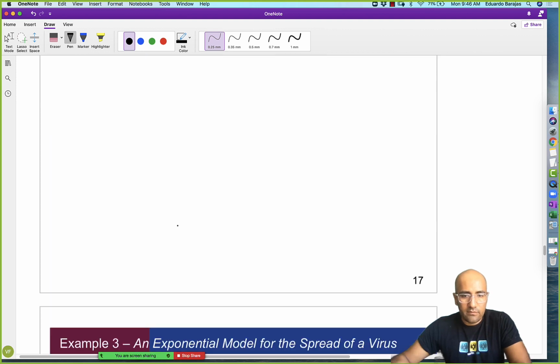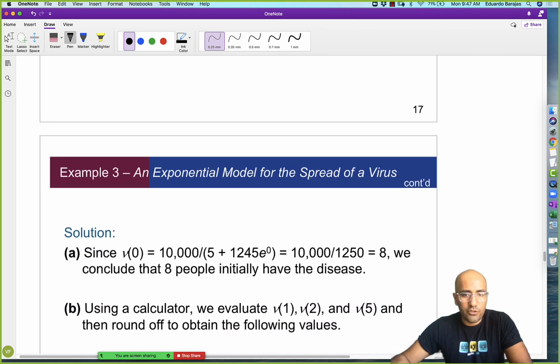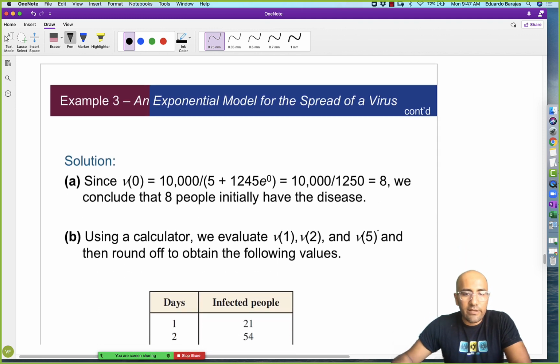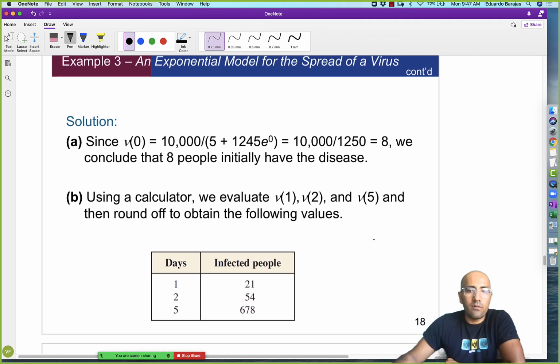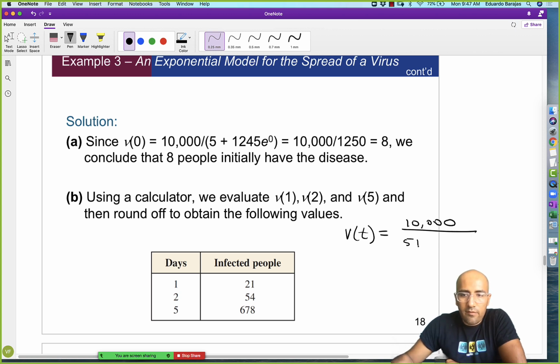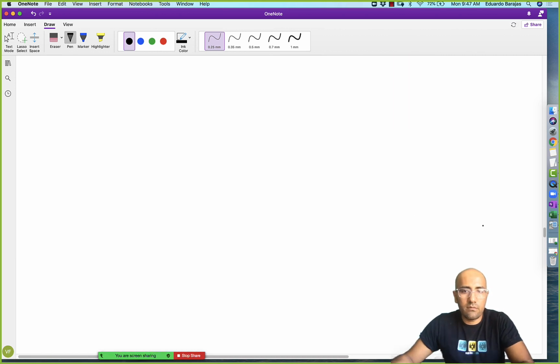I think it's down here. Here's our solution. So we replace it with a 0, and we get an 8. And then we can use a calculator to find the rest of the answer. So here's a table for that. And remember, the formula for this whole thing was V of t equaled 10,000 divided by 5 plus 1245 times e to the power of negative 0.9, what is it?